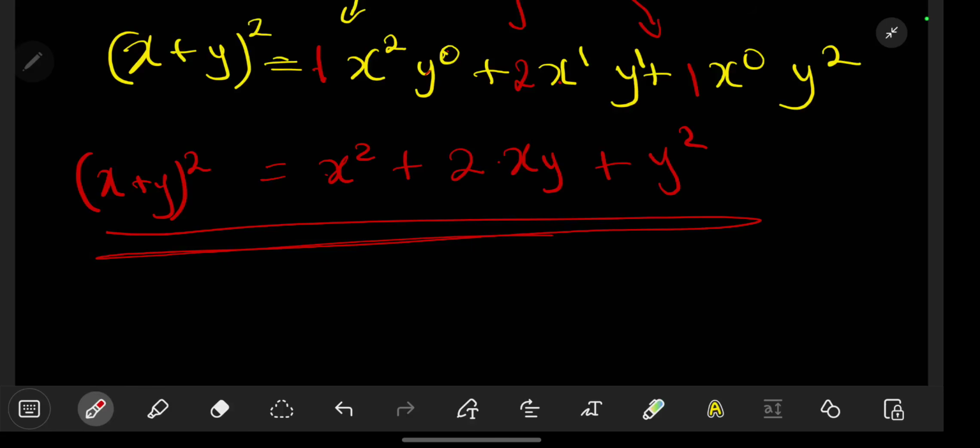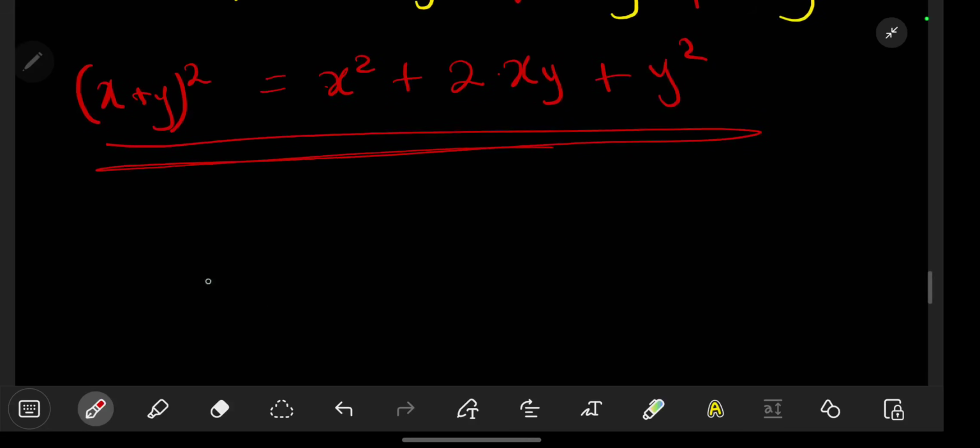So let's switch things up. Let's look at the question. Let's say you are required to expand (x + 2y) to the power of 3.